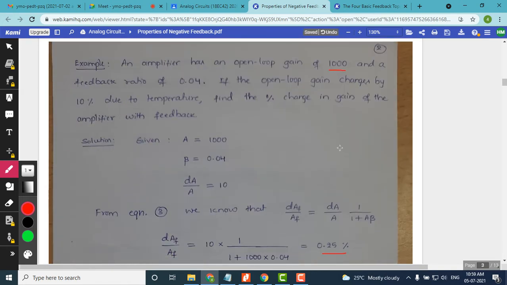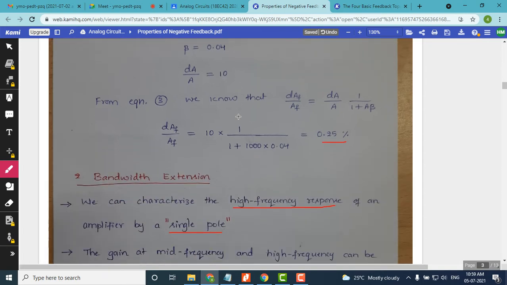Okay, there are so many problems from the textbook, Sedra Smith. Students should go through the 6th edition of the textbook and solve a few problems, worked examples and exercise problems. If any doubts are there, you can bring it to my notice.